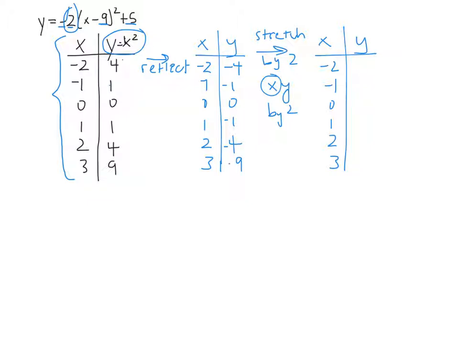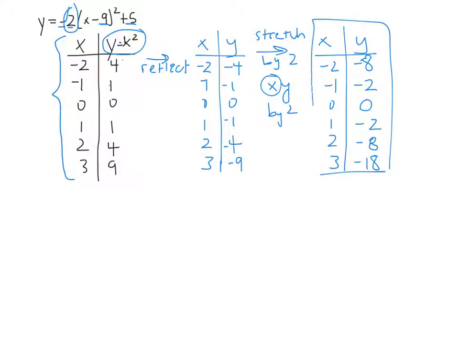So -4 times 2 would be -8. -1 times 2 is -2. 0 times 2 is 0. This will be -2. Double that would be -8. Double the -9, that becomes -18. So those are my new ordered pairs. If I was only doing a reflection and a stretch, my original parent parabola would end up having this set of ordered pairs.